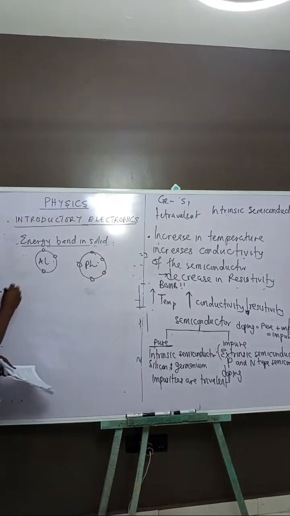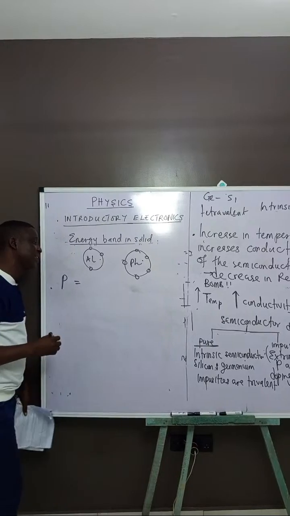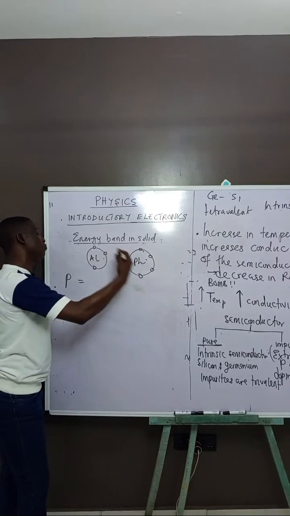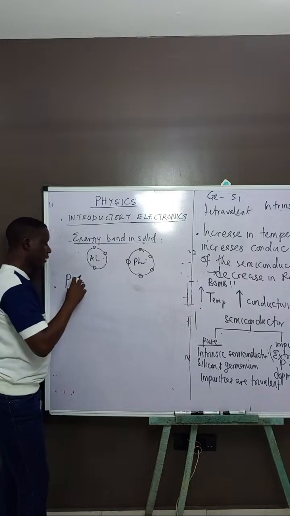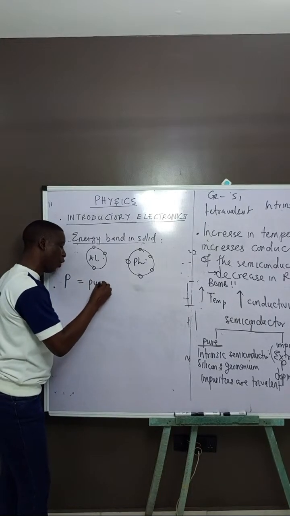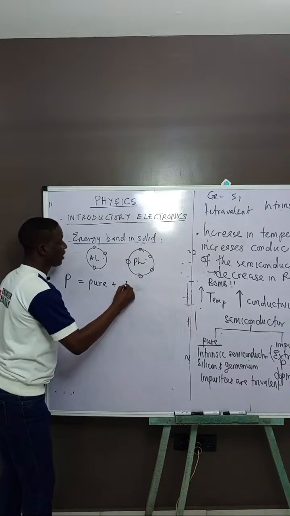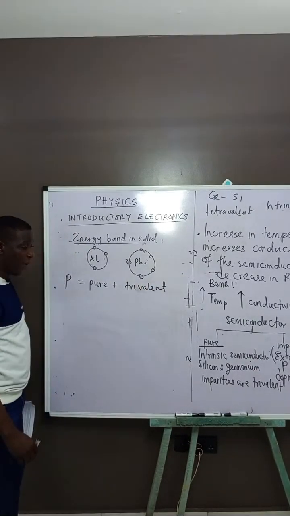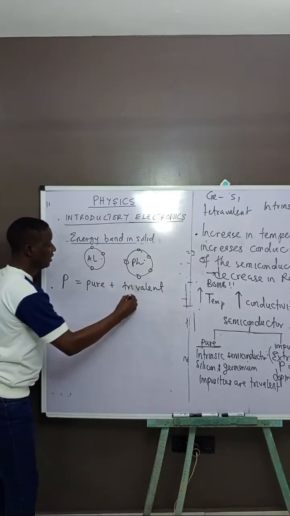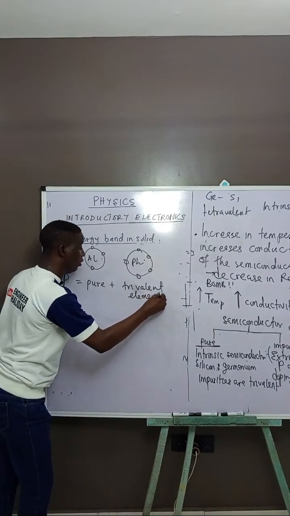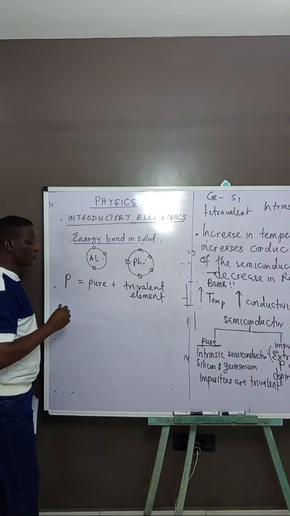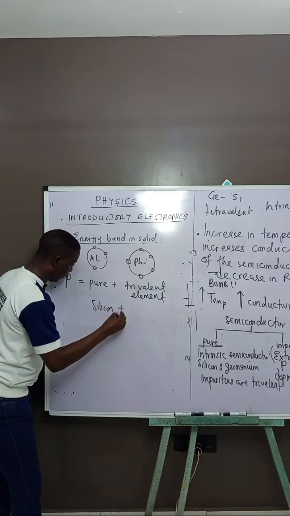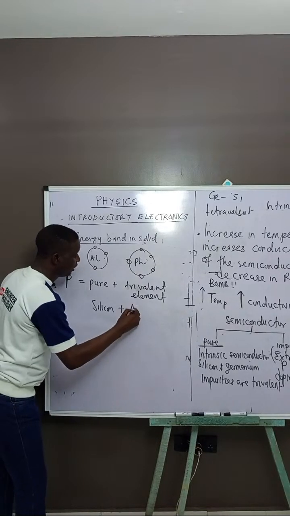Now, p-type can now be achieved. Look at the p-type. Let me start with a simple formula, then we go into the structure. You have a pure semiconductor plus a trivalent element, which will achieve what we call a p-type semiconductor. That is, a pure semiconductor, that means silicon plus aluminium.